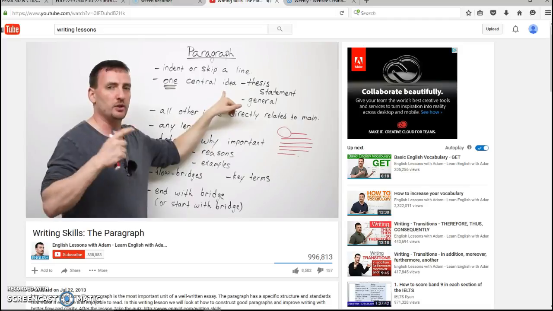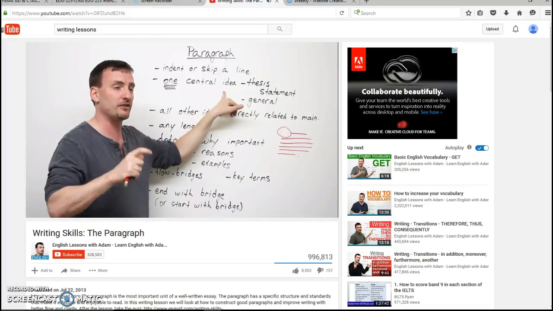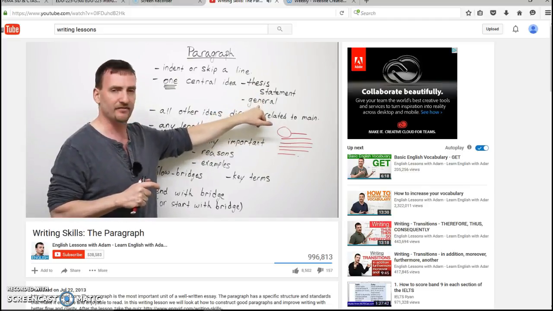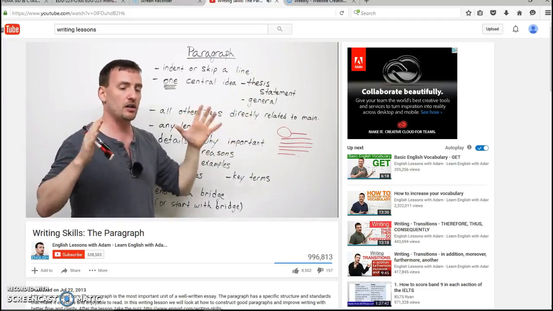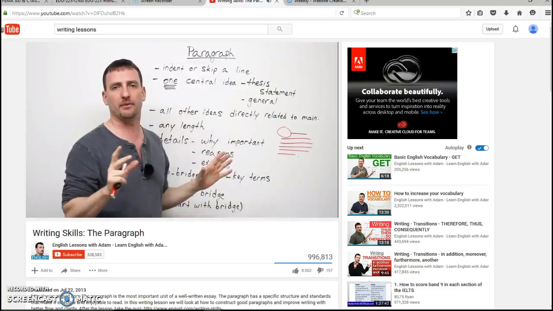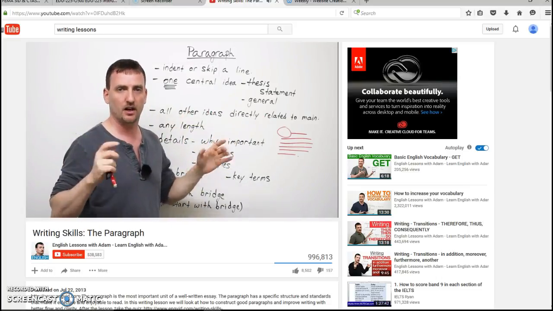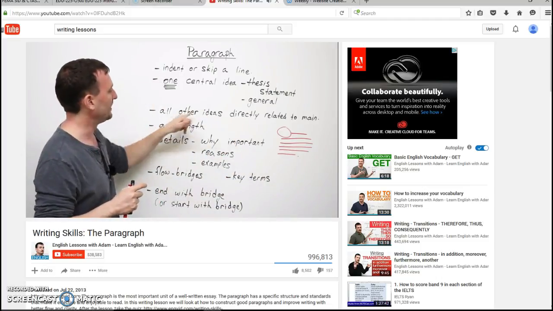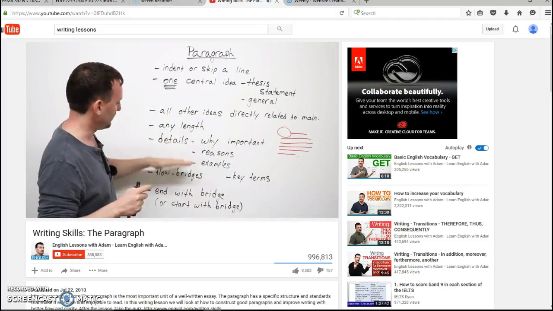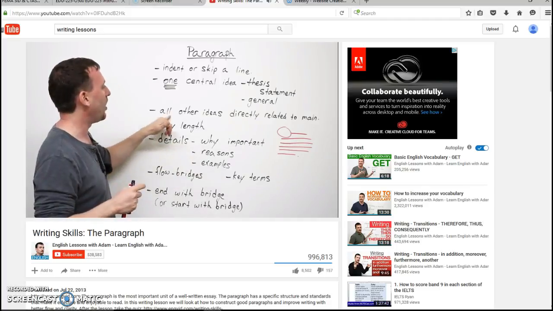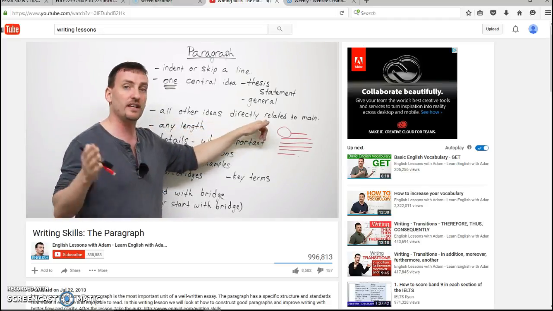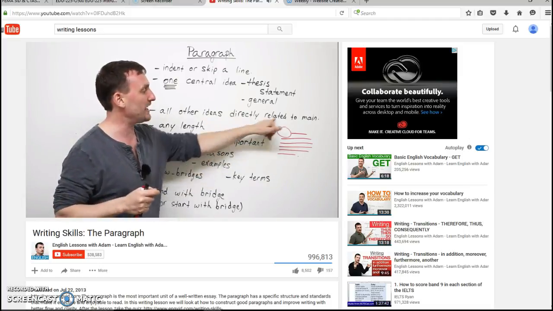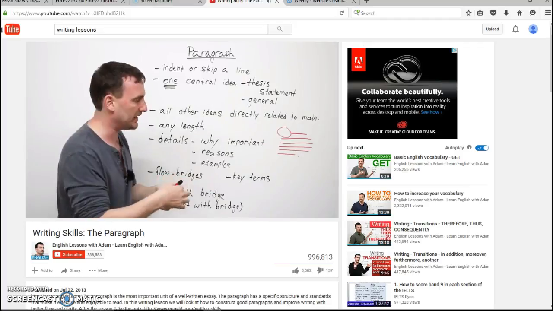Now, make sure that you tell the reader what this central idea is. This is your thesis statement. Okay? It's a very general sentence. All it does is introduce the topic of the paragraph. Nothing else. All the details come after. So, speaking of details, we'll talk about details in detail, but all the other sentences, all your sentences with the details, must directly relate back to the main idea.